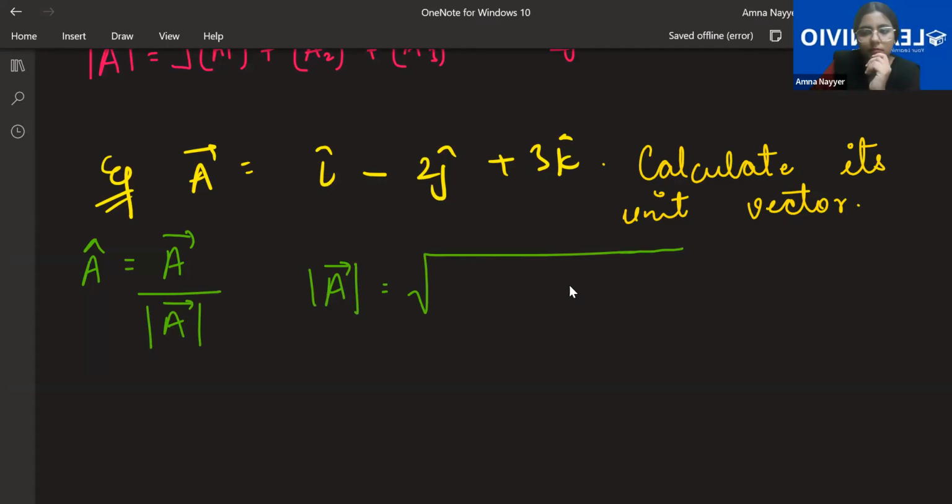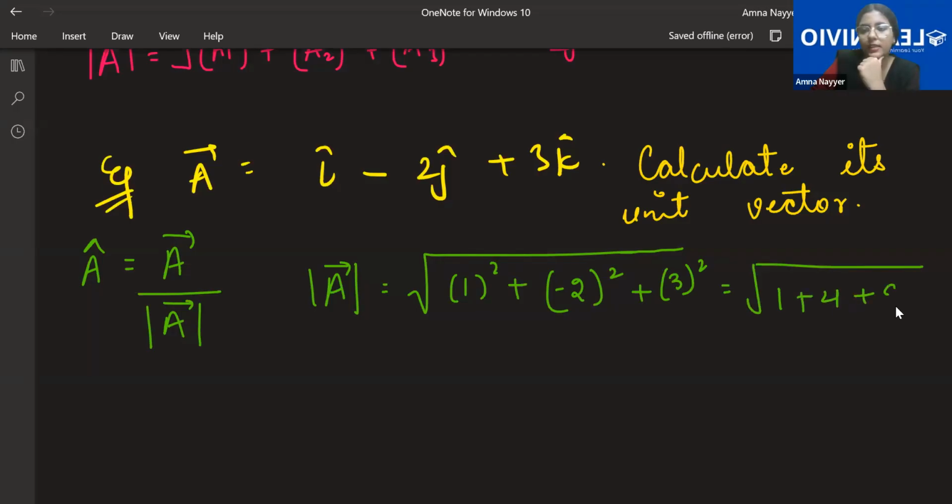Will it be 0 or 1 for the I cap? If it is 0, then there wouldn't have been any I. 0 into I cap would have been 0. Oh, so 1. Yes, 1 square plus. For J cap, what do we write? Minus 2 square. Very good, because the coefficient is completely with this negative sign. Plus, what's left? Square. Very good. So this will be under root of 1 plus 4 plus 9.